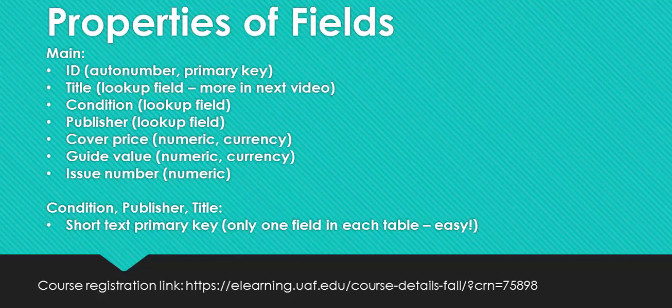The fields for the cover price and guide value will be currency, so we can do math on them. The ID field in main will be an auto number, and the issue number will also be short text, actually, because we won't be doing any calculations on it. So that is it for tables right now.